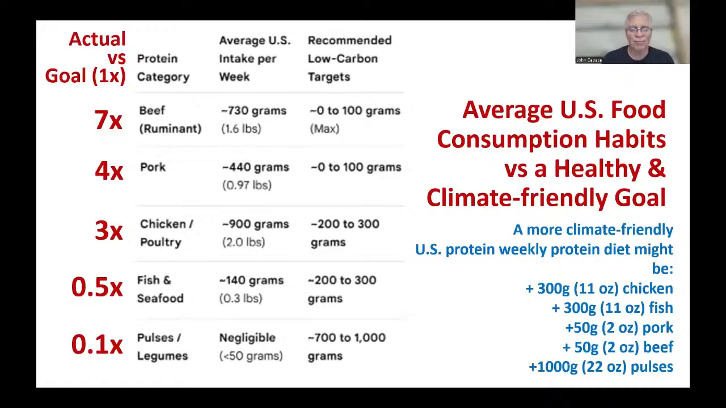A realistic carbon-friendly weekly protein diet doesn't mean forcing everyone to become strictly vegan overnight. A substantial weekly baseline can include 300 grams of chicken, 300 grams of fish, 50 grams of pork, 50 grams of beef, alongside the 100 grams of legumes. This is a balanced, achievable target that we can achieve actively by promoting public health campaigns and education.